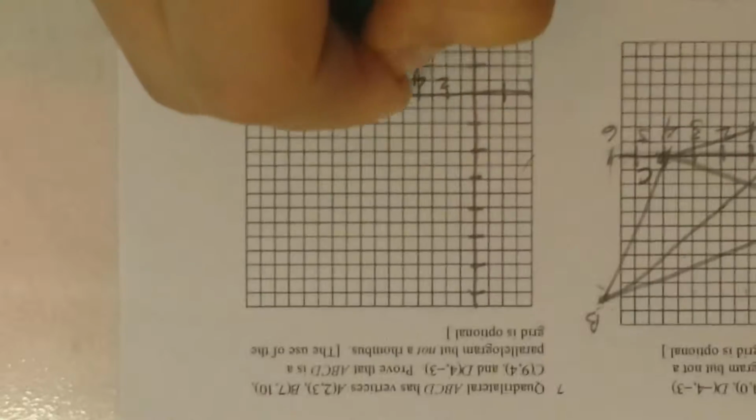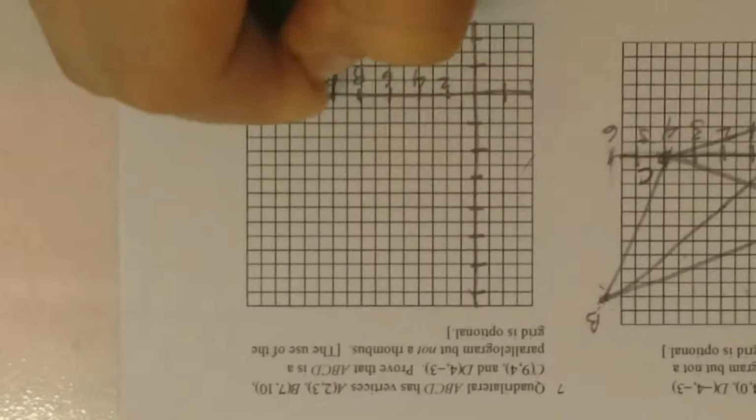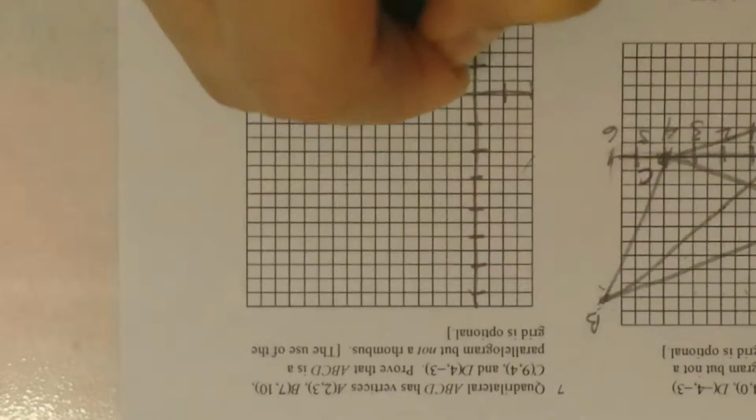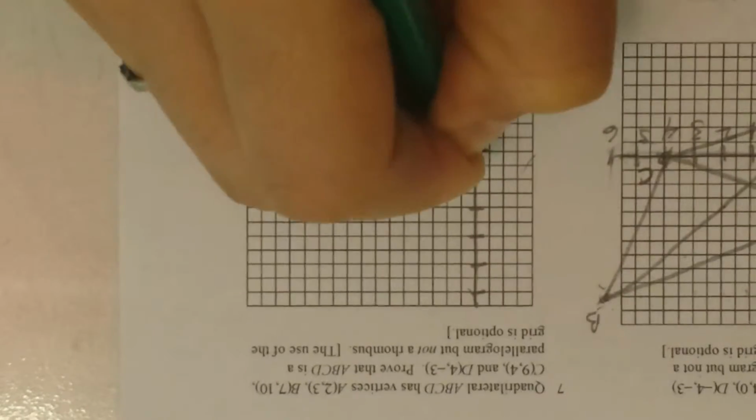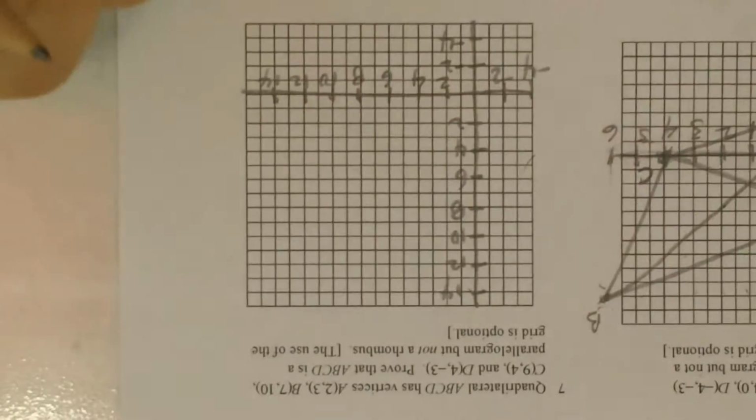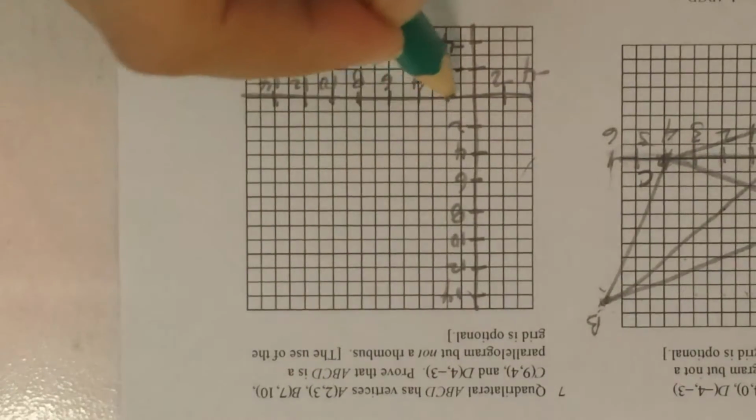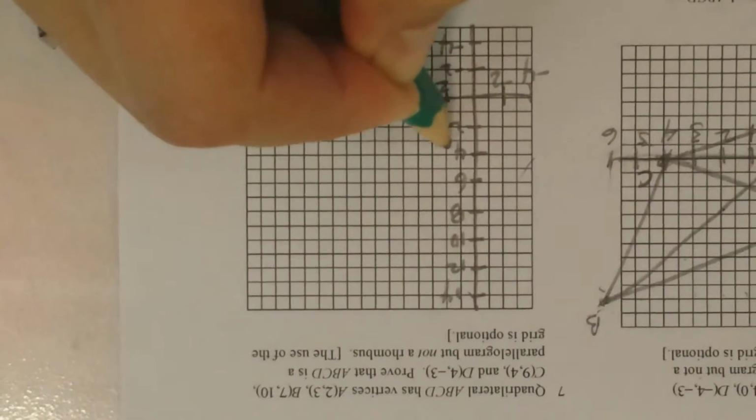So 2, 4, 6, 8, 10, 12, 14, negative 2, negative 4, 2, 4, 6, 8, 10, 12, 14, negative 2, negative 4. All right, once you have your x and your y-axis, plot it. All right, so 2, 3. So 2 and then 3. That's going to be right there.